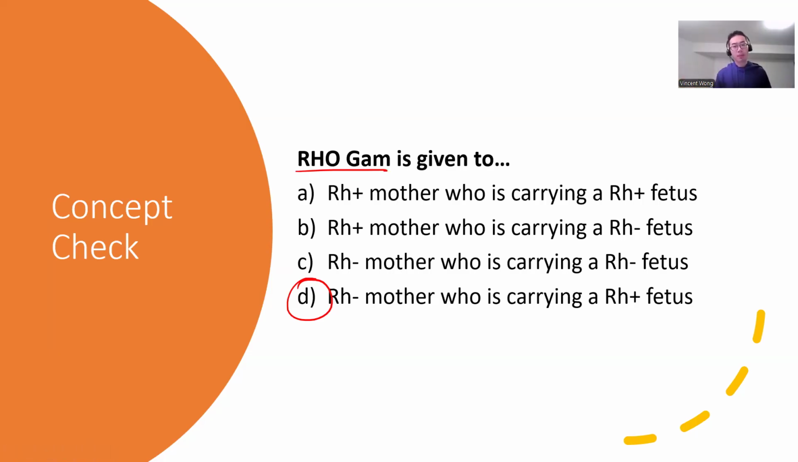If you give the RhoGAM to the mother, then now the mother's blood will be destroyed. She would experience hemolysis. It's not safe to give RhoGAM to positive people. You're giving the RhoGAM to a negative mother who carries a positive baby in case the baby's blood goes into the mother. Then the RhoGAM will clear it out of the mother's system before she gets sensitized. That's the purpose of RhoGAM.